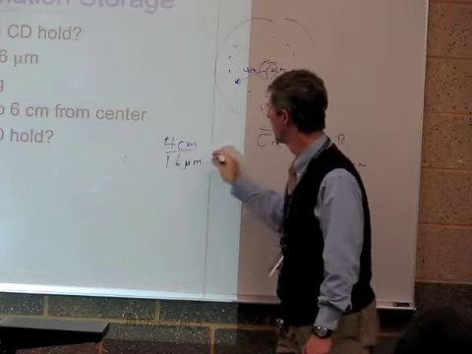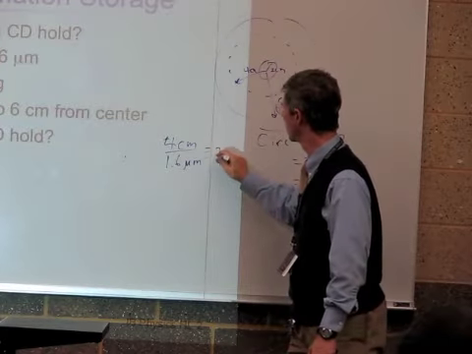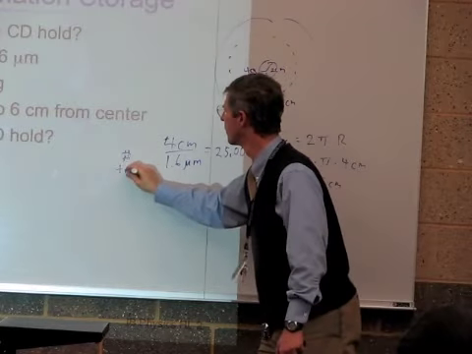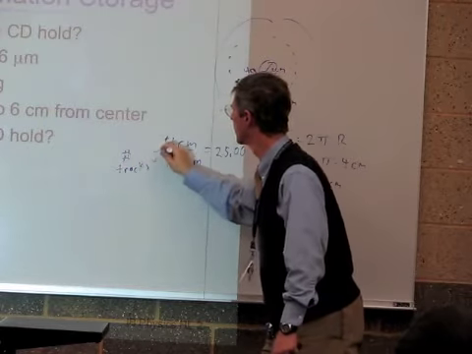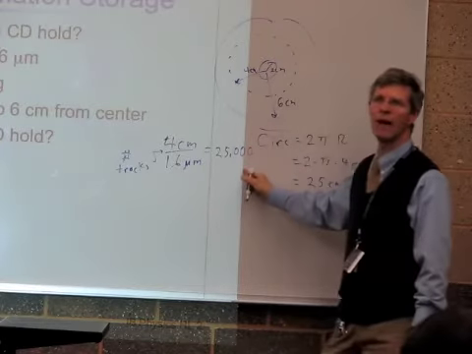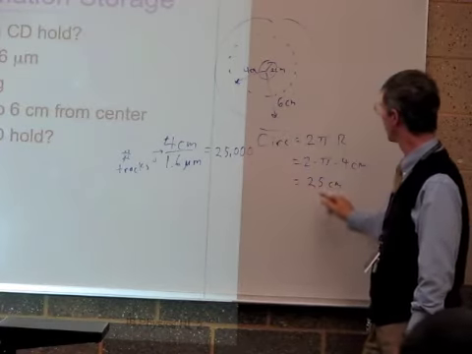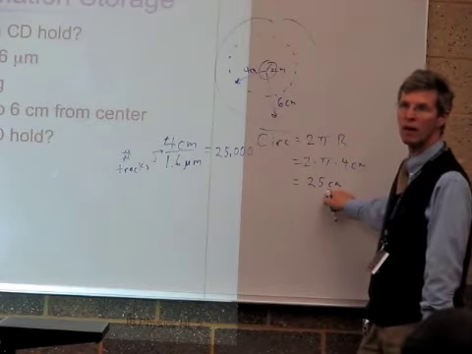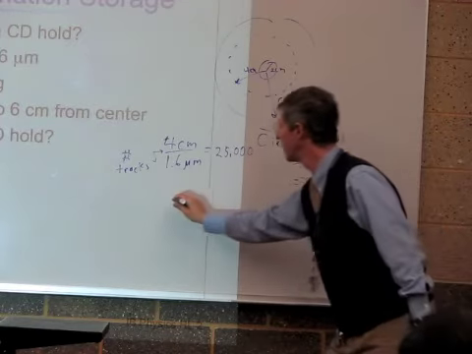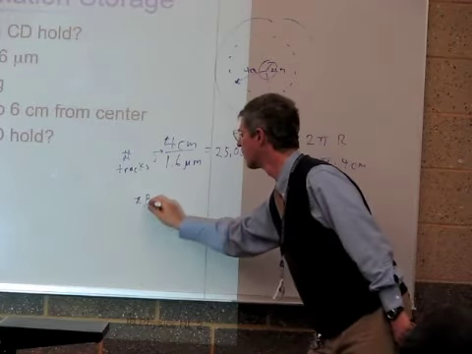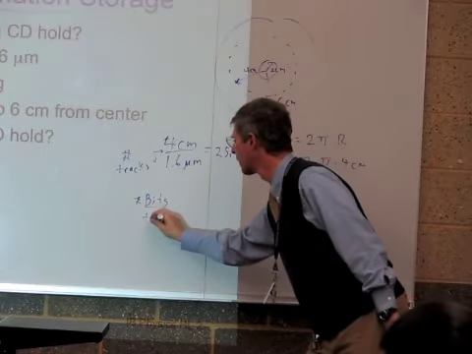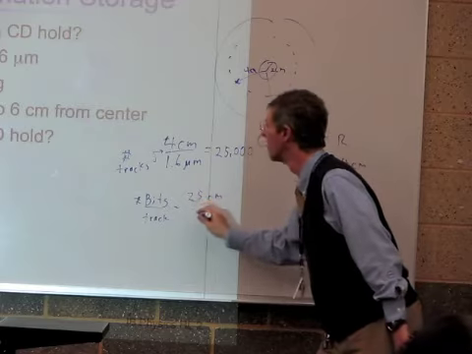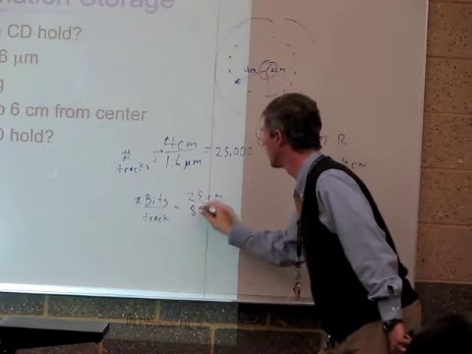If you do the division, I think this works out to be something like 25,000. This is the number of tracks. So about 25,000 tracks. And if we have 25,000 tracks, each of about 25 centimeters, how many bits can we put on one of these 25 centimeter tracks? That would be the number of bits per track. It would be just 25 centimeters over 800 nanometers.